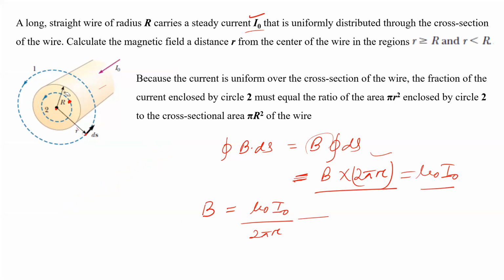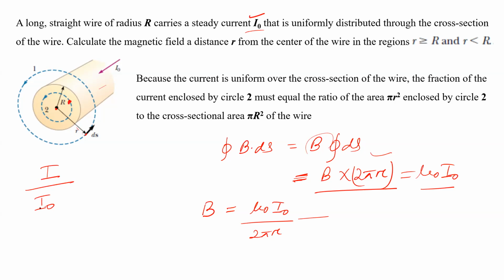But now, inside this cross section, let us consider a point where we have to calculate. Since the current is uniform over this cross section, anywhere in the cross section the current is I. Okay, current is uniform over this cross section of the wire. So the fraction of the current enclosed by circle 2 must be equal to the ratio of the area enclosed by circle 2 to the cross sectional area.